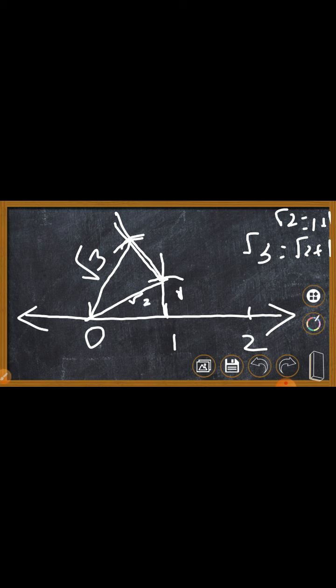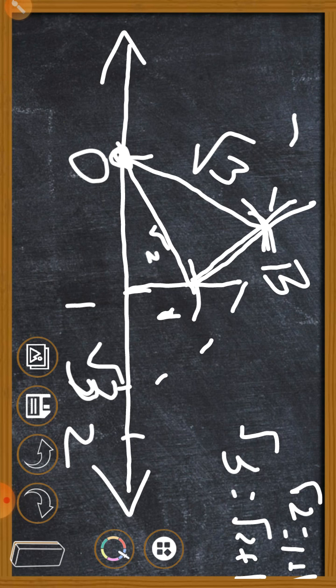Now put the compass at O, take the measurement till here, suppose this is B, take the radius as OB, and bring it down like this. On the number line, the place where you hit, that is your root 3. Okay, so now we move on to the next sum.